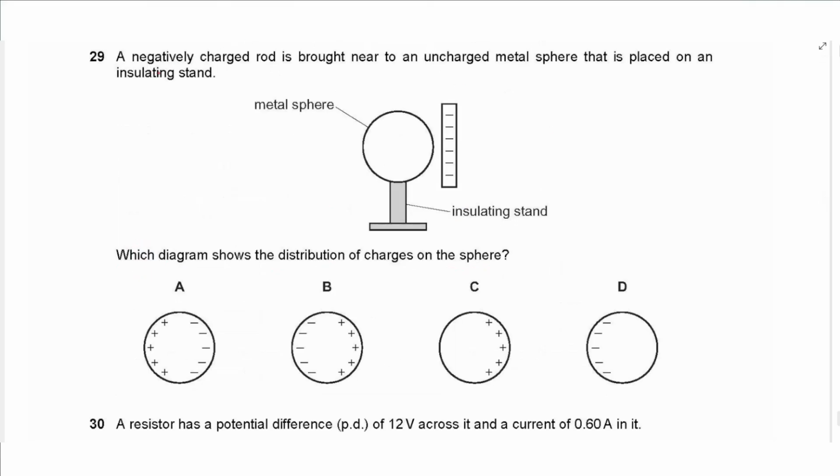Question 29 says a negatively charged rod is brought near to an uncharged metal sphere that is placed on an insulating stand. Which diagram shows the distribution of charges on the sphere? So when we place a negatively charged rod near a metal sphere, the free electrons are repelled, leaving the other side positively charged. So the answer is B.